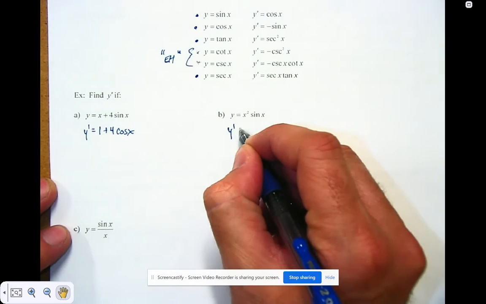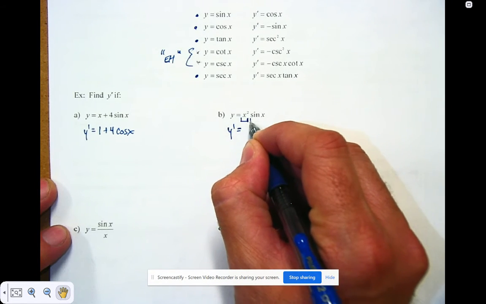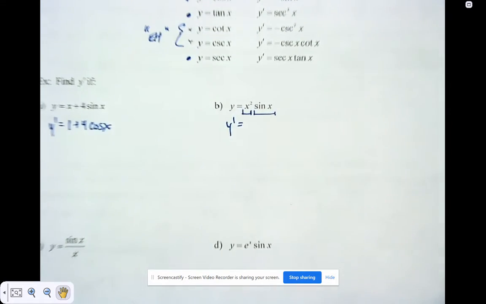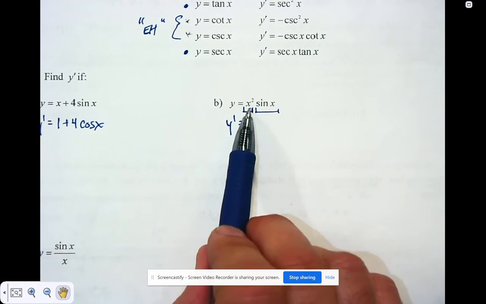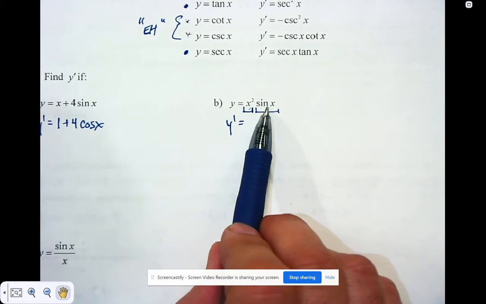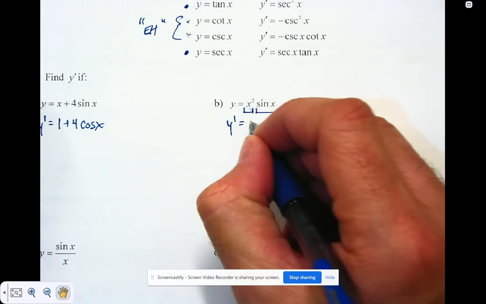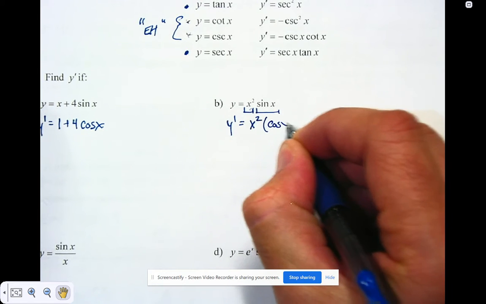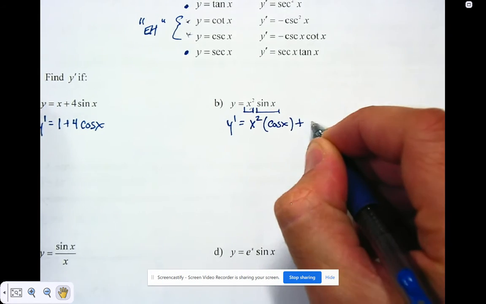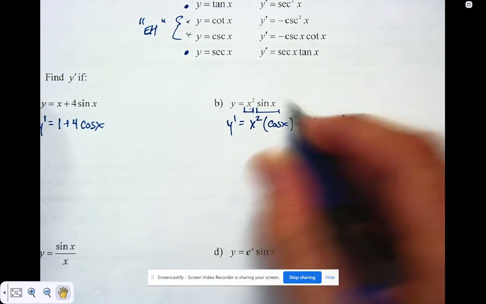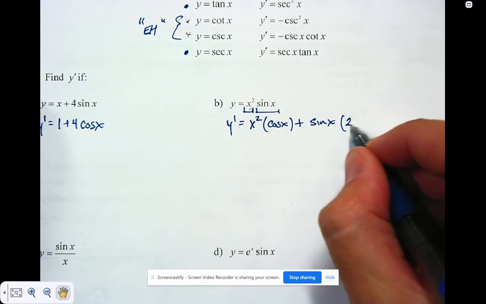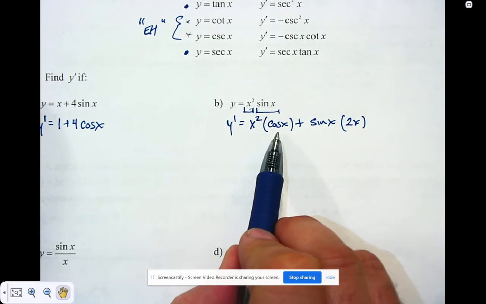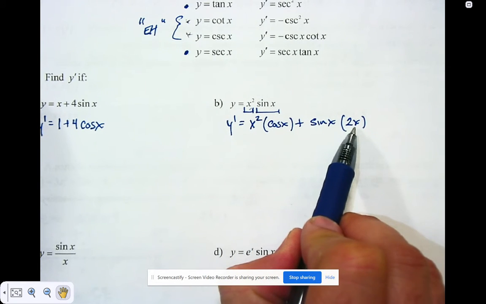This one, you have the product rule, right? You have the first function and the second function, because both of them have x in them. So this is a function times another one, and we have to use our product rule. So we're going to do first, x squared, times the derivative of sine, which is cosine, plus the second function, which is sine of x, times the derivative of the first function, which is 2x. So again, product rule: first times derivative of second plus second times derivative of first.